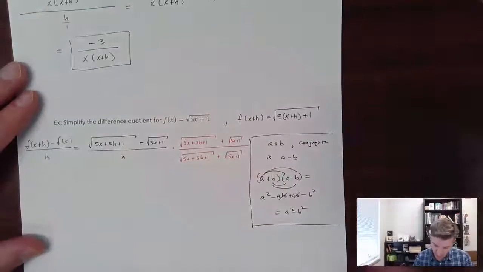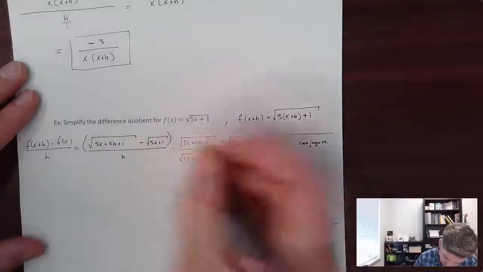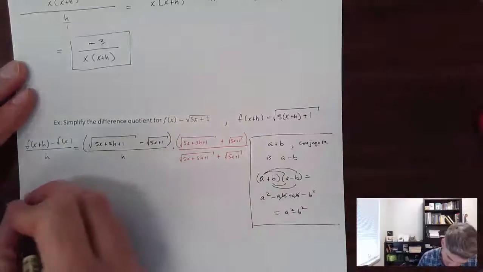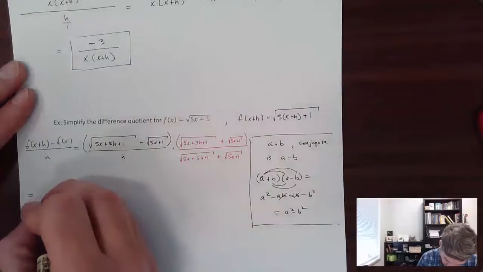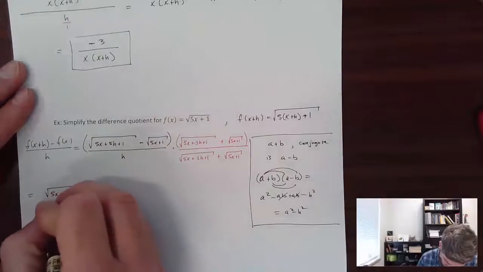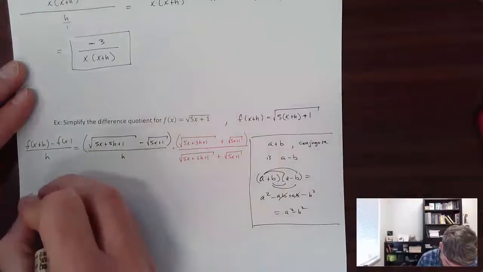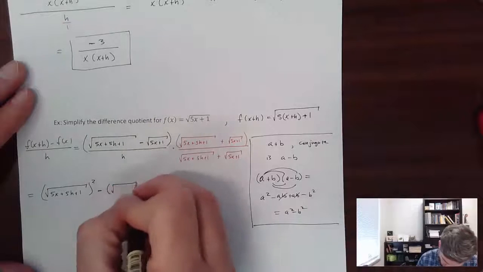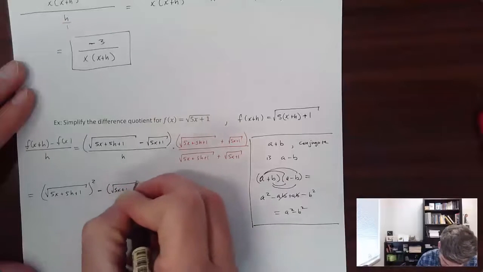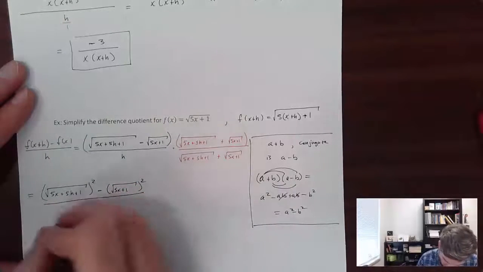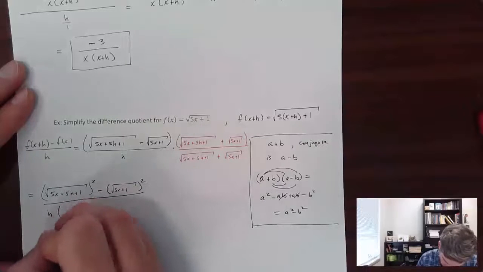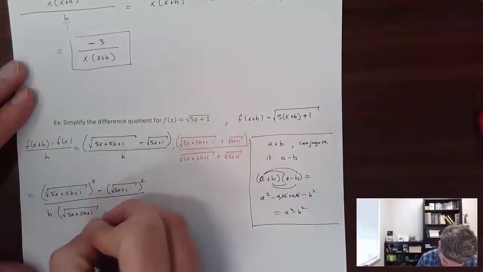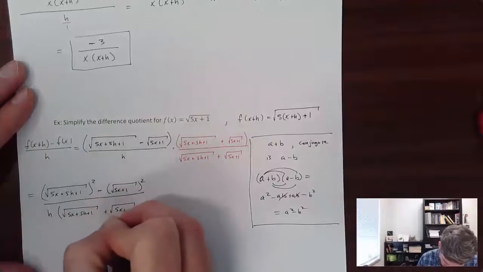And what's going to happen is when we multiply this part by this part, we're going to get the first thing squared. So the square root of 5x plus 5h plus 1 squared minus the second thing squared, which is the square root of 5x plus 1 squared. And the middle terms would cancel out. The bottom is going to be h times the square root of 5x plus 5h plus 1 plus the square root of 5x plus 1.